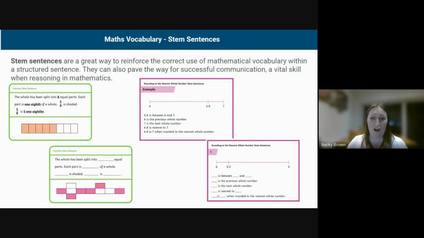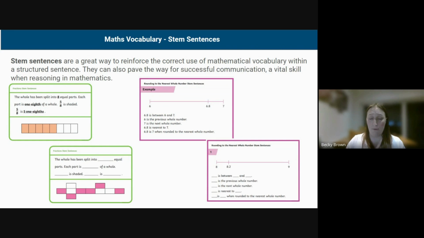STEM sentences are a fantastic way to use maths vocabulary. Quite often planning, for example the White Rose scheme of work, comes with STEM sentences. Lots of schemes of work have them in there. Our Planet scheme has STEM sentences built in. It's basically a way to frame the maths for the children to use.